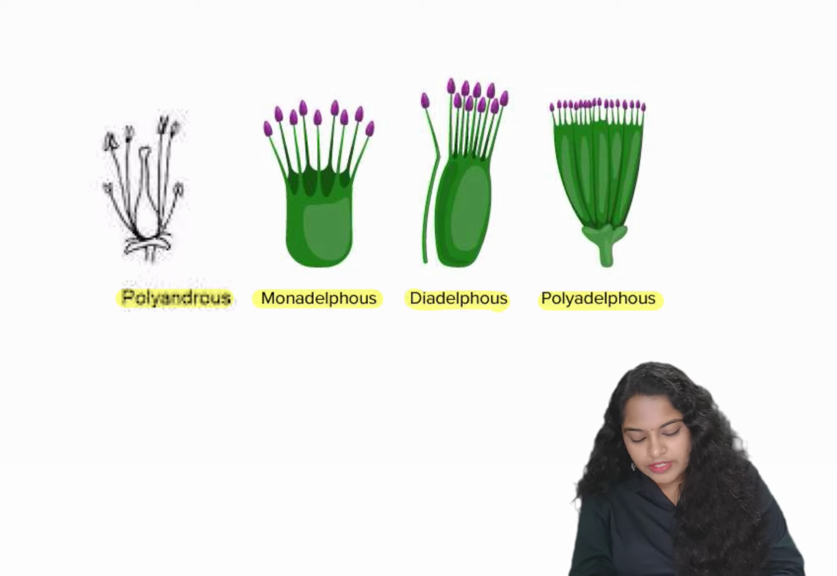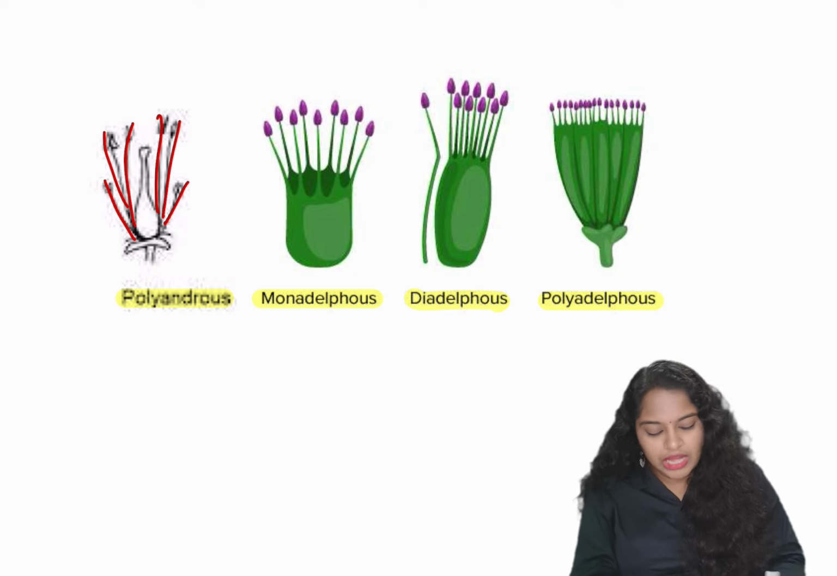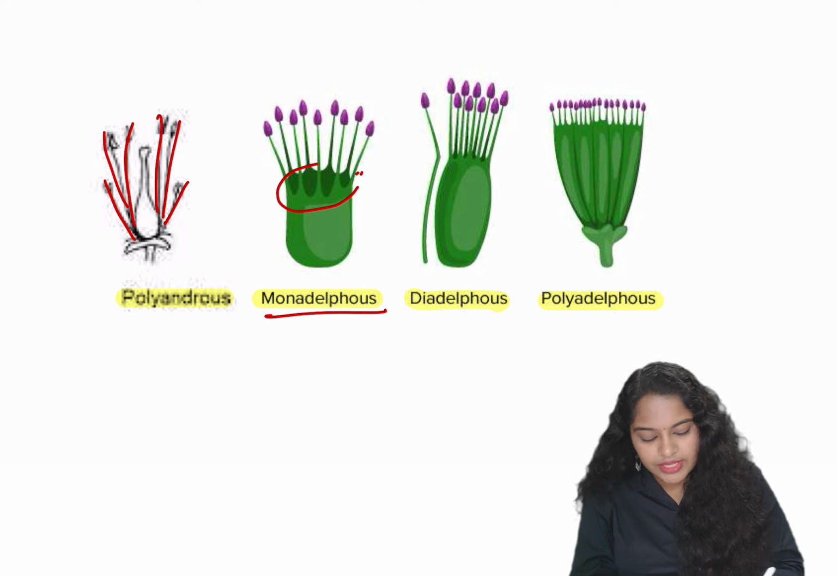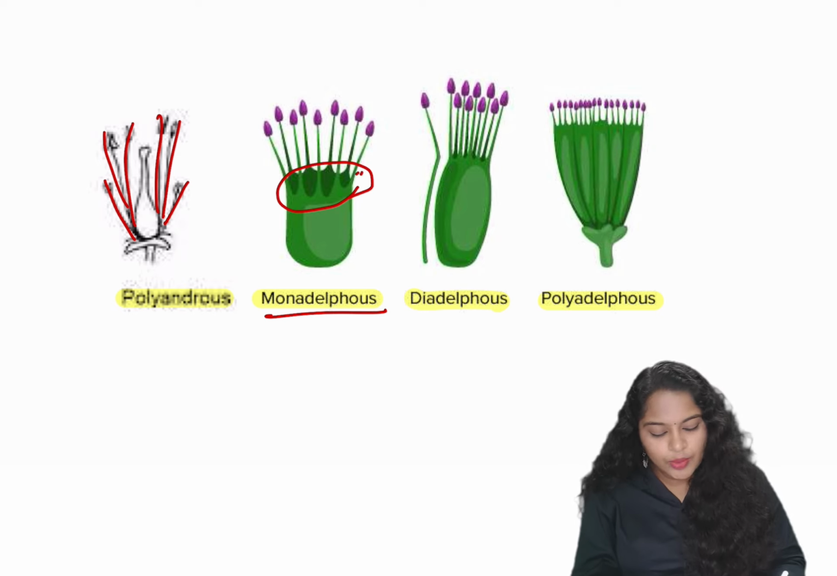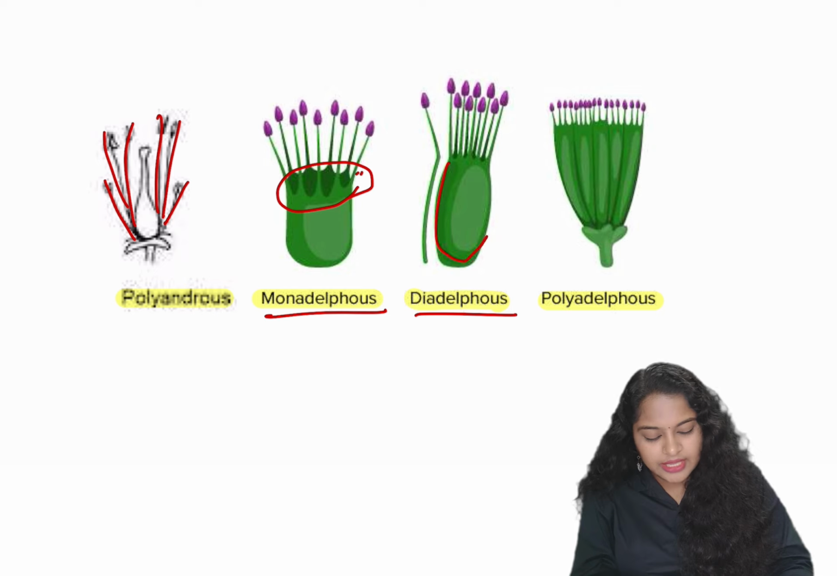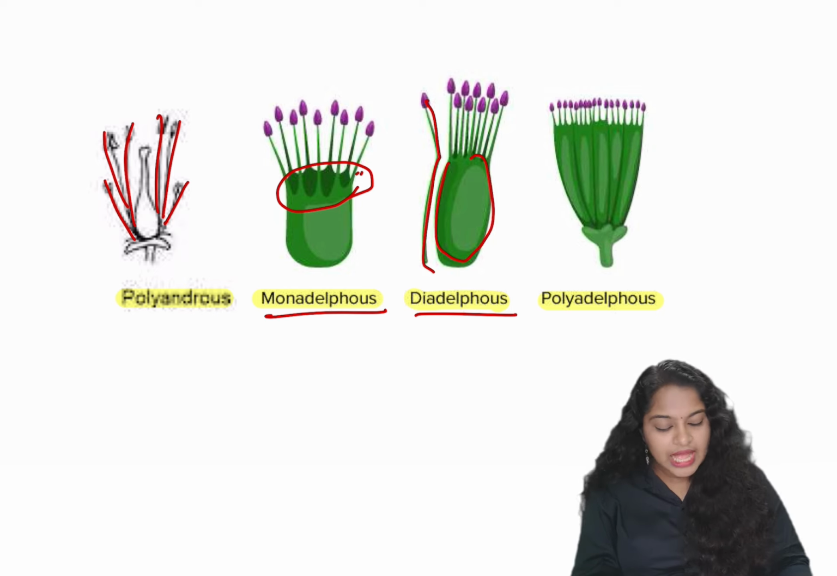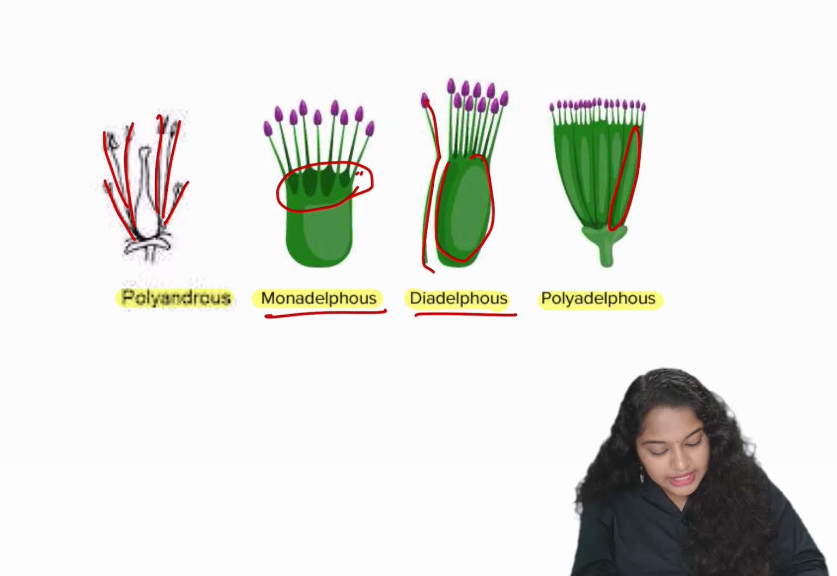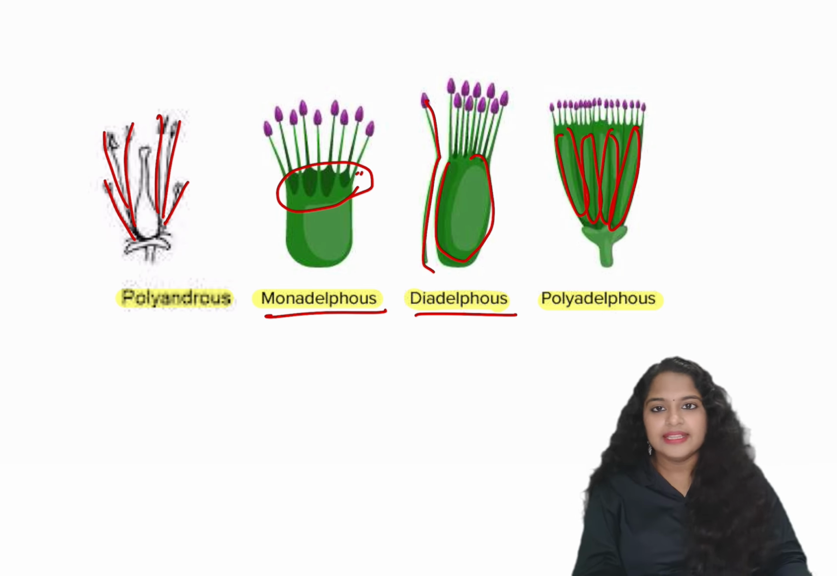So in polyandrous, what happens? All the stamens are separate. Now coming to monoadelphous, all are fused together. Now in diadelphous, two bundles are there, and one will be separate. And in polyadelphous, many bundles of stamens are present.